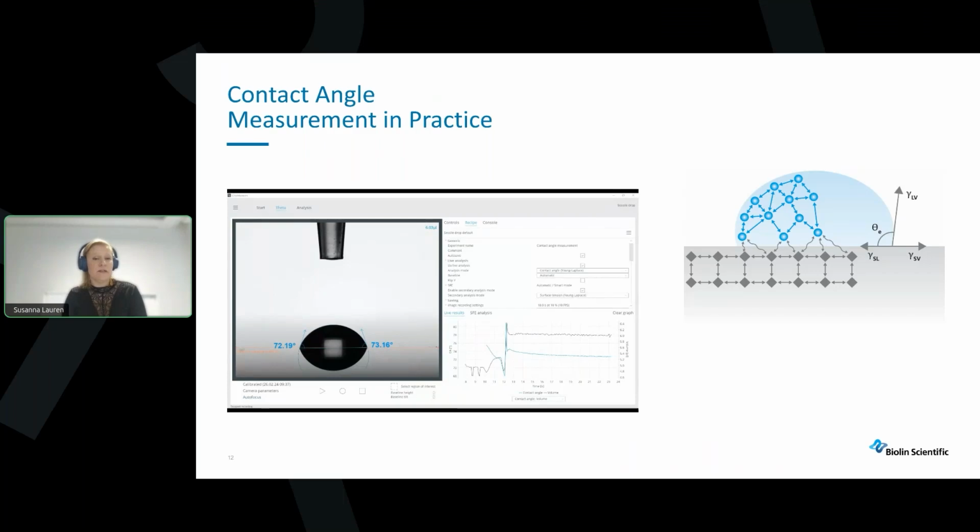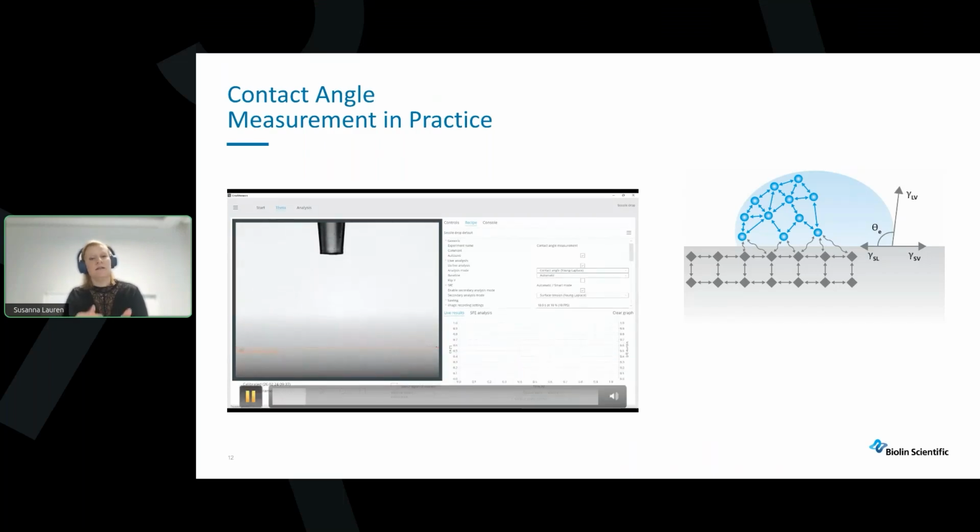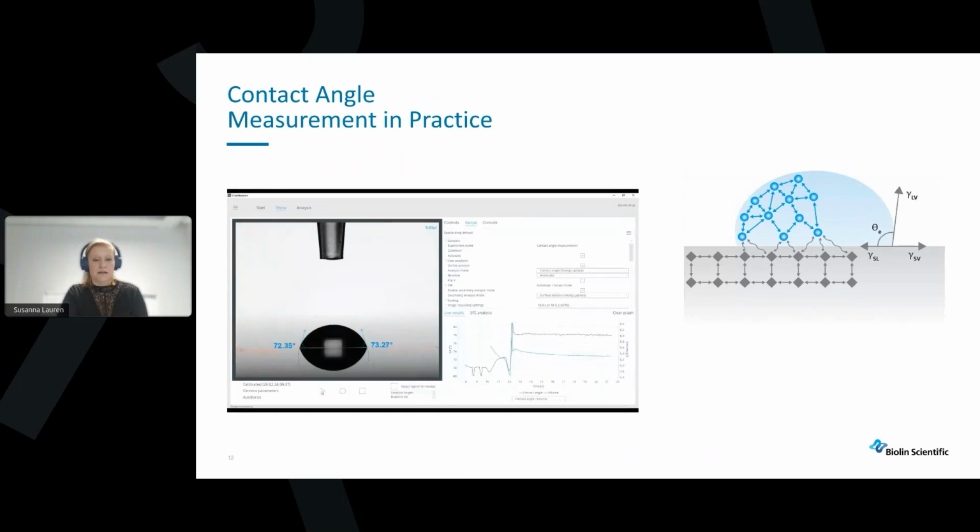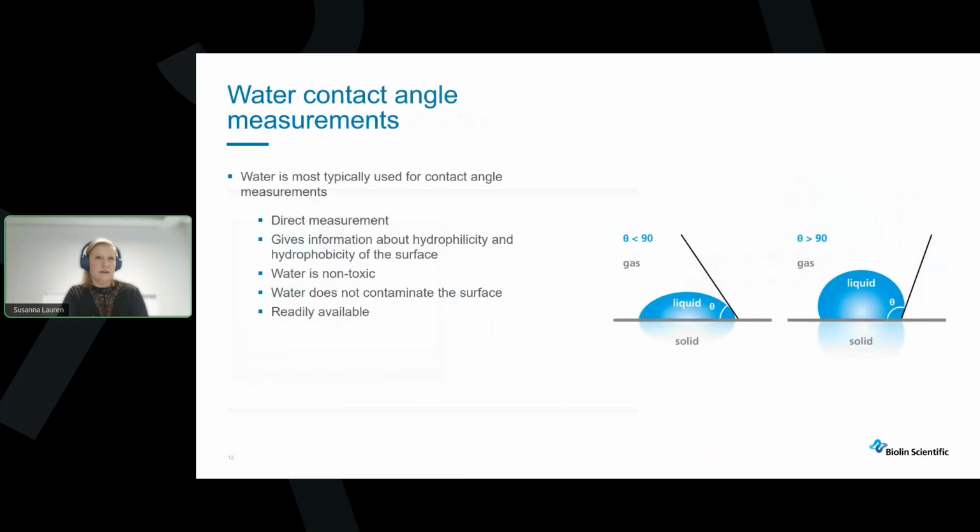When those parameters are set, we can simply press the start button, and our automated dispenser will form the drop of the size that we have set into the recipe and place that on the sample surface. And we can get the contact angle reading live, as you can see in the video. So it's a quite straightforward and easy measurement to do.